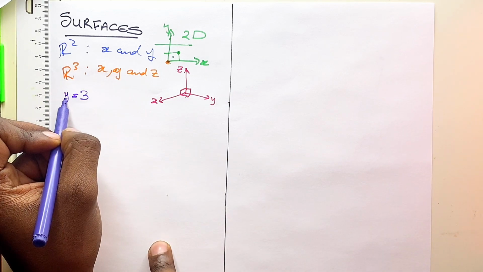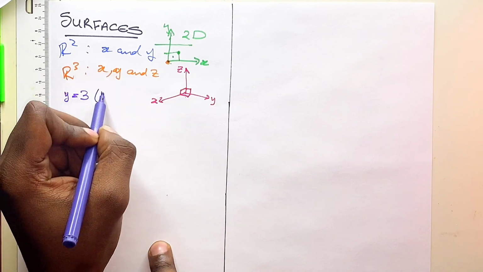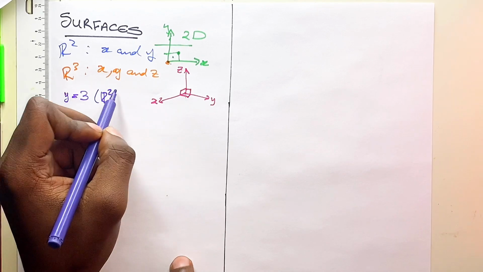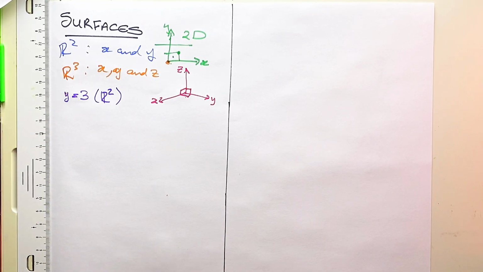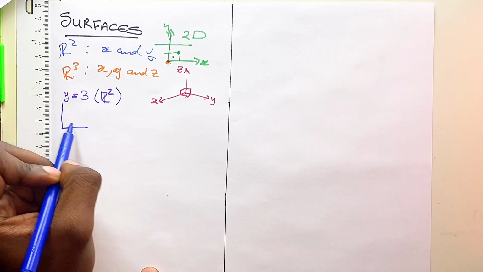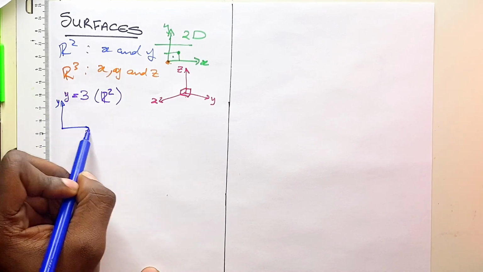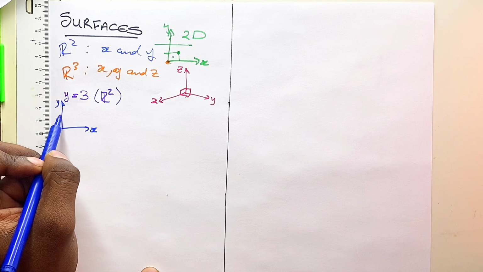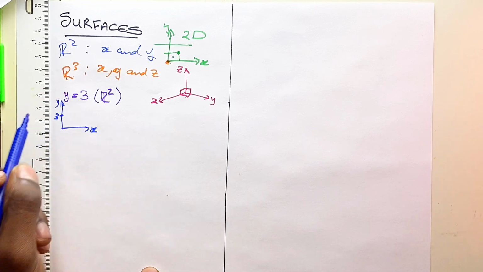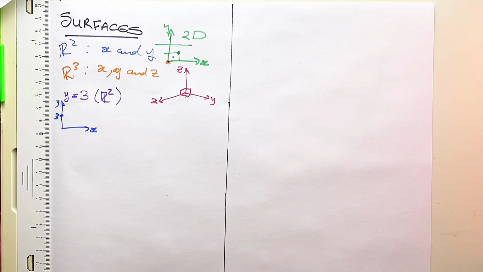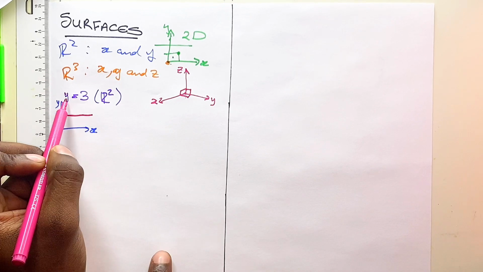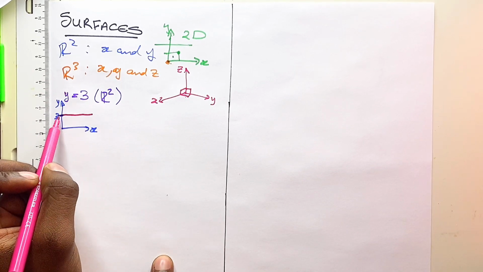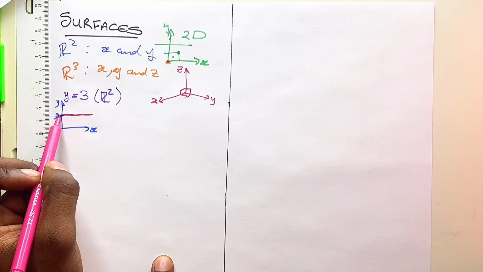Now let's say that I wanted to draw y equal to 3, and I wanted to draw it in 2 dimensions. To draw y equal to 3 in 2 dimensions, I would have my Cartesian plane here, y and x, and then I will go up to 3, and then I will draw a line at 3, because y equal to 3 represents all points on my Cartesian plane whereby the y coordinate is 3.